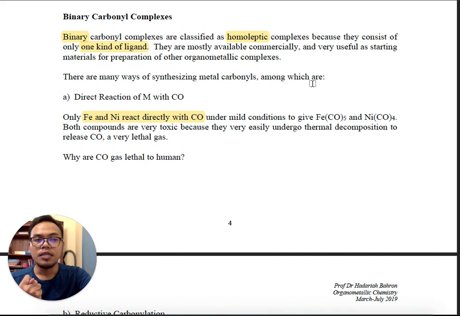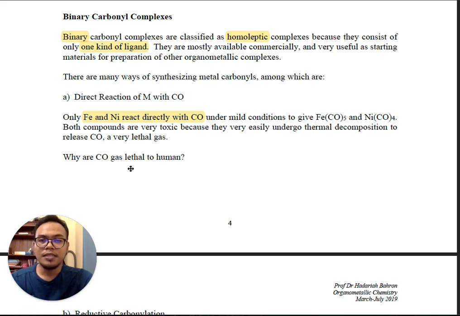Now, the second part of this, we are going to learn binary carbonyl complexes. I'm sure we all remember this because I repeatedly reiterated this in class, so I'm sure it has stuck in your mind. But of course, there is no harm in recalling and refreshing.